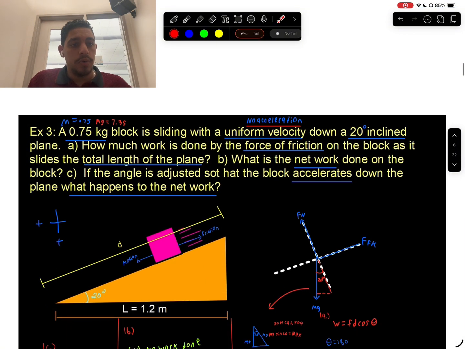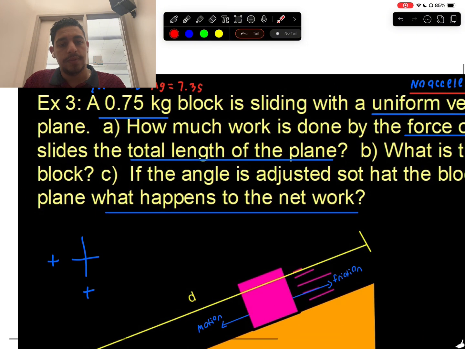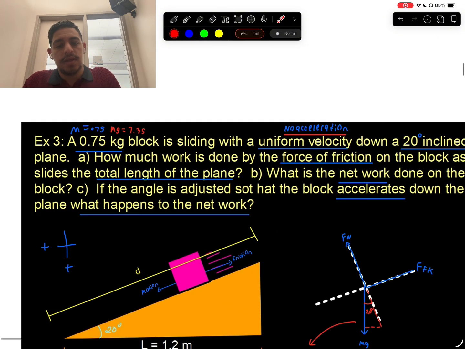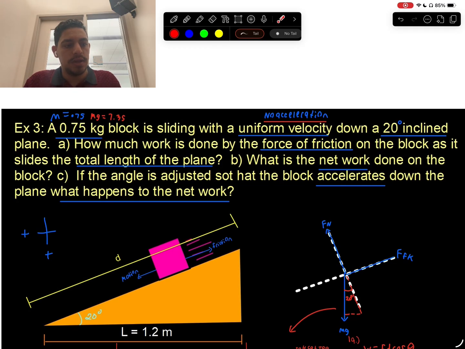So we're gonna stop after this example, but this is the most difficult one in our lecture today. So let's start with this one. I'm gonna read it and then we're gonna break it down step by step, okay? So example 3. So a 0.75 kilogram block is sliding with a uniform velocity down a 20-degree inclined plane. Question A is asking how much work is done by the force of friction on the block as it slides down the total length of the plane. Okay, we're gonna stop right there.